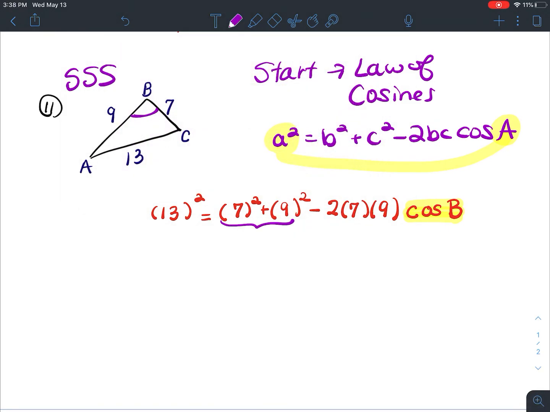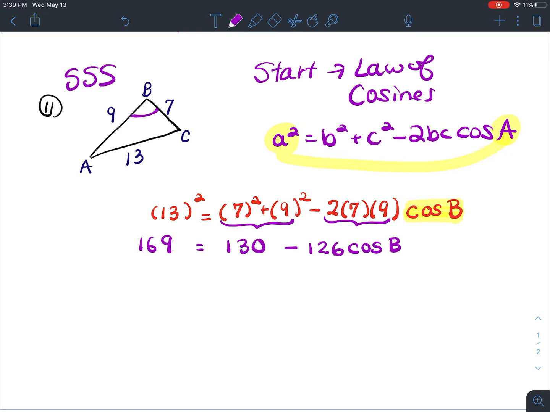I'm going to combine these two things together. That's going to be 49 plus 81, which combines into 130. 13 squared is 169. And if I multiply these three numbers together, I get minus 126.